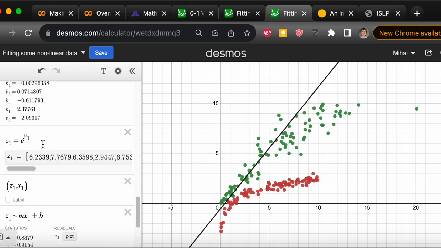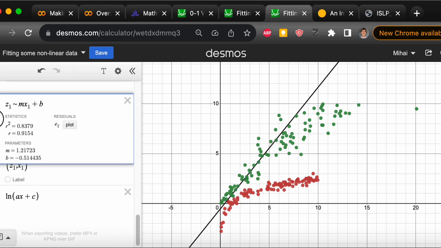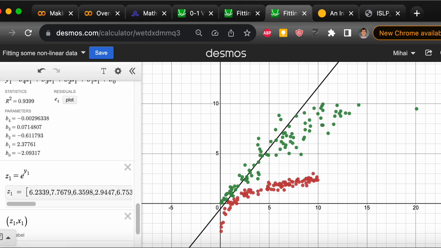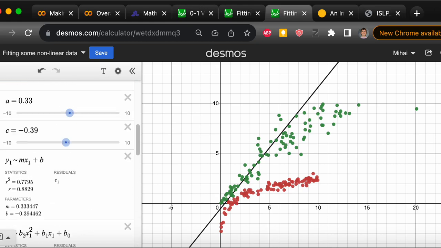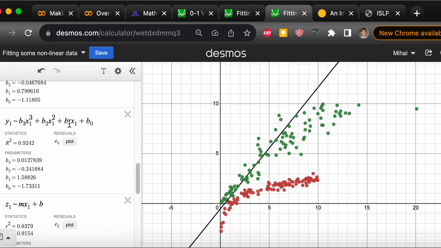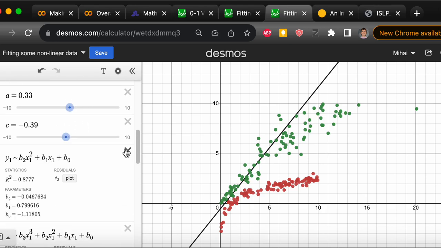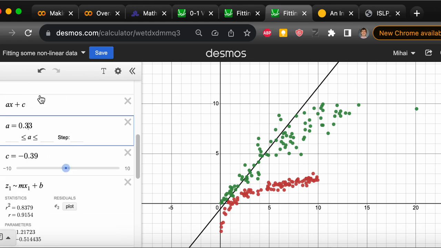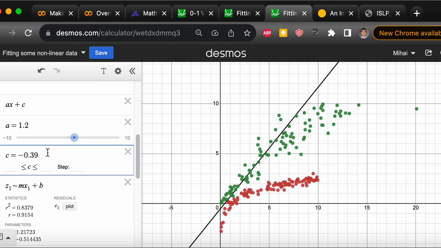So let me get the slope. Let me drag this up so I can see it. Where did it go? Okay, let's delete some of these. We don't need these. Y, z. Okay, so it says slope is 1.2, and this is negative 0.5. And we'll put this back. So ax plus c, there I have the line.